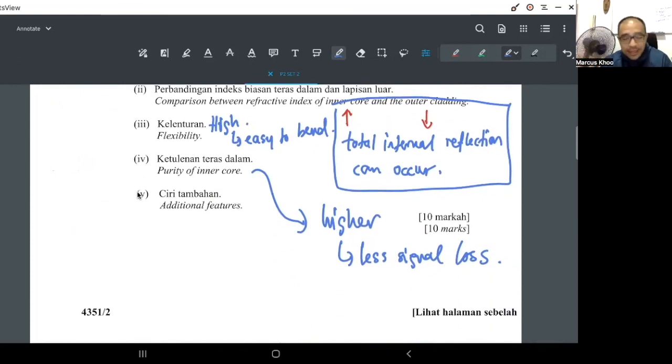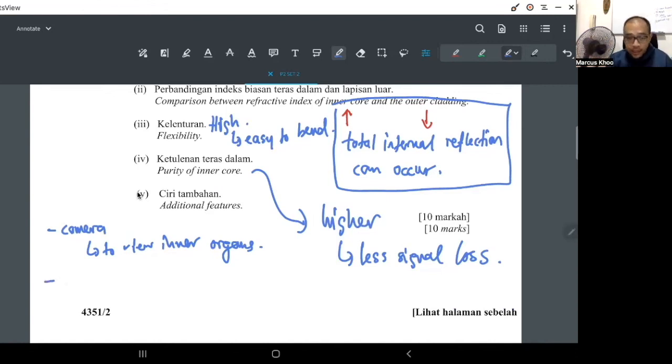Lastly, sorry, almost done already. Additional features. Usually because we want to use it for communication or medicine, especially medicine, you would want to add a camera. Because you want to scope, so we use a camera to view inner organs. We want to see the internal organs, so you have to put a camera in there. Otherwise, you push it in and what can you see? So we definitely don't want that.